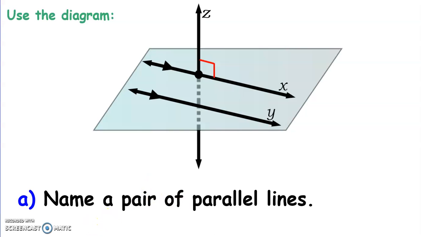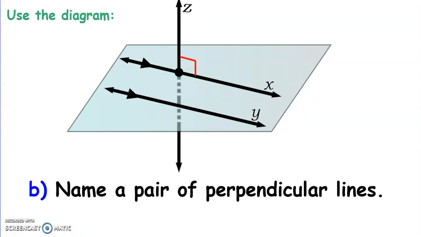Name a pair of parallel lines. Here we have line X and line Y, and these are marked parallel by the triangles, so we can say that X is parallel to Y. Name a pair of perpendicular lines. We can see this 90-degree angle marked here, which means that line Z and line X are perpendicular. So we can say Z is perpendicular to X. They form that 90-degree angle there. It has to be marked. If it's not marked as 90 degrees, then we cannot assume that it's 90 degrees. So it has to have that box.